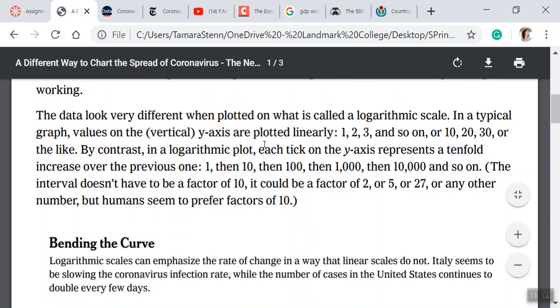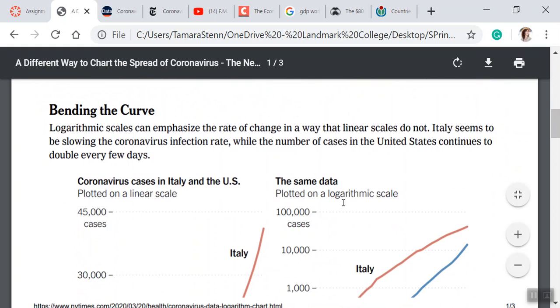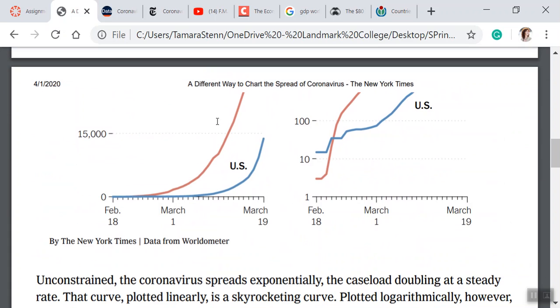When we look at the data plotted on a logarithmic scale, okay, we start seeing something that's different than if we were just to plot it as cases that have been reported. Okay, so let's take a look at this. So here we have coronavirus cases in Italy and the United States. Okay, so here in Italy, we have coronavirus starting in February, and they had an incredible increase, right, of cases, very, very steep.